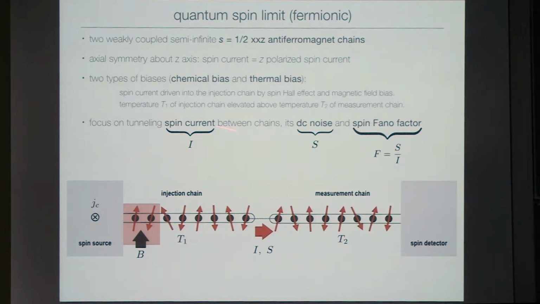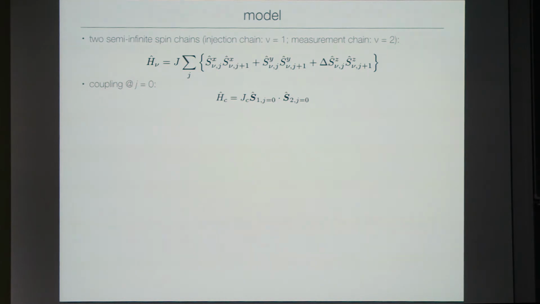So I'm going to allow two different types of biases. And the quantities that I'm going to focus on are spin current at this site tunneling across here and the noise in that spin current, as well as the spin Fano factor, which is the ratio of the noise to the current. The model is just this XXZ antiferromagnet chain. I'm going to allow an exchange SU(2) symmetric coupling at the J = 0 site.